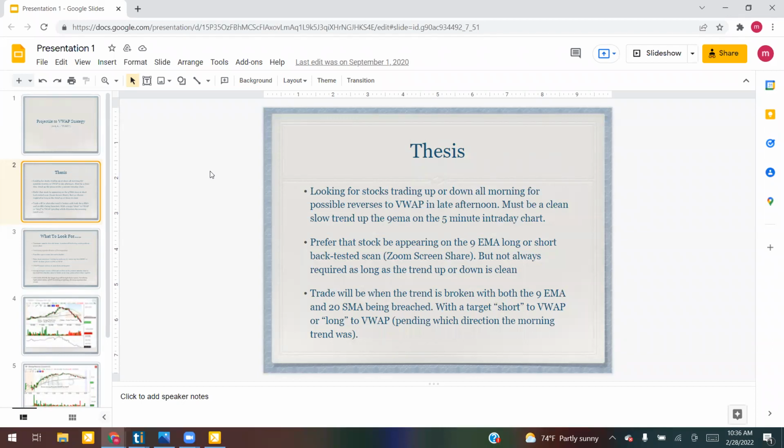And we'll take a look at it. So the thesis is really this. We're looking for longs that towards the end of the day traders are going to start taking profits. That's it. And there's going to be a drop to VWAP.